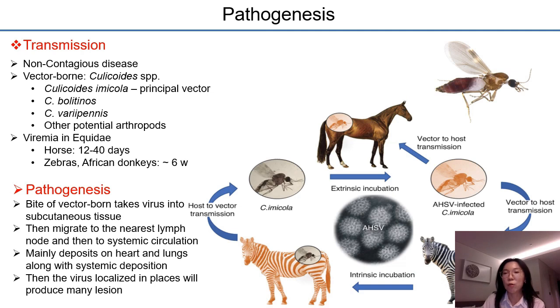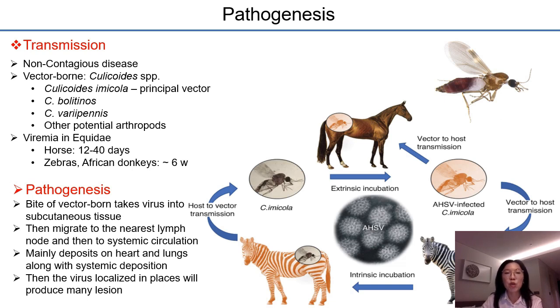Transmission is caused by the culicoid, the mosquito, vector-borne, and it is not a contagious disease, only vector-borne. It is noteworthy that a couple of strains of culicoids can be included in these vector-borne pathogens. Viremia in Equidae lasts 12 to 40 days in the horse, and up to 6 weeks in zebras and African donkeys.